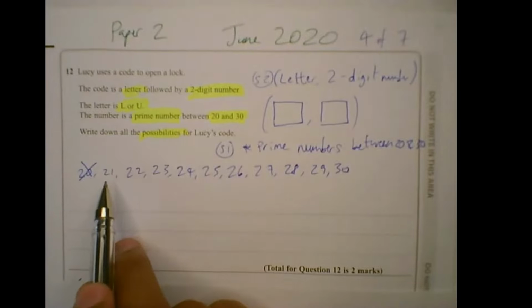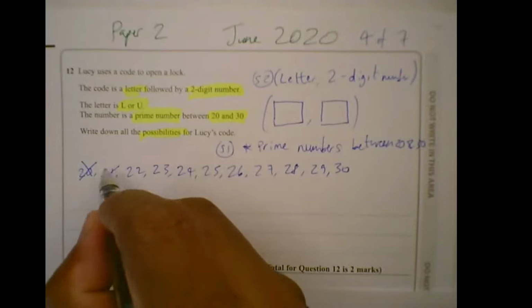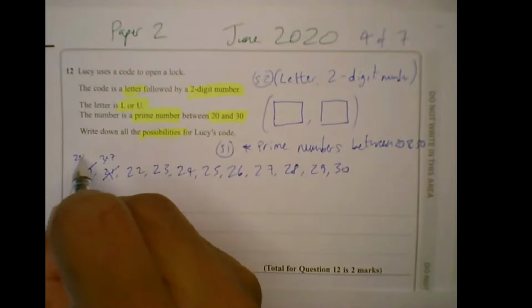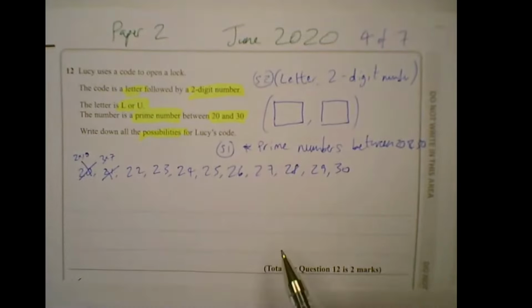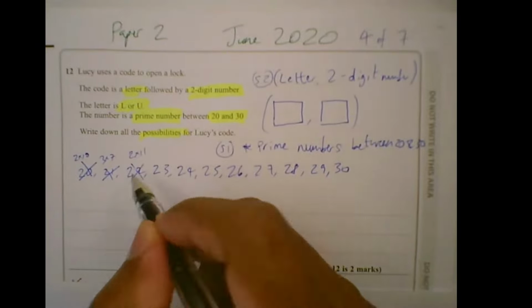21, what number goes into 21? 3 times 7, for example, goes into that. So that is crossed out too. 22 could be 2 times 11. So 22 is not a prime number.